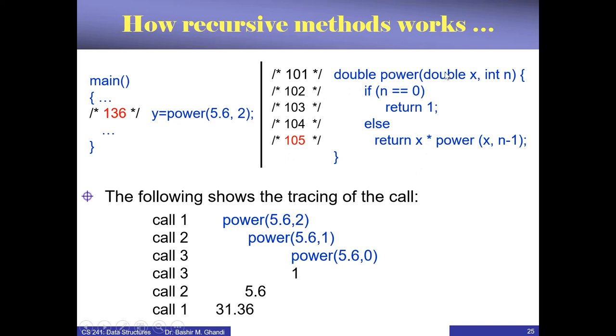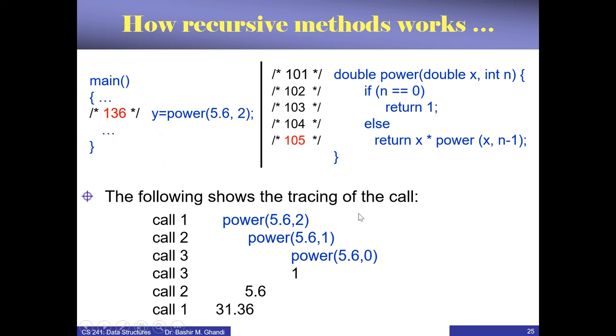In that call, we get the necessary information from the activation record. For example, we know the value of n at that point is 2. The value of x is still 5.6 and so on. So it's going to multiply the result of the second call, which was 5.6, times x. So it's 5.6 times 5.6, which is 31.36. Now that first call is done. So we can send this result back to main. You can see that main will actually assign y the value of 31.36.